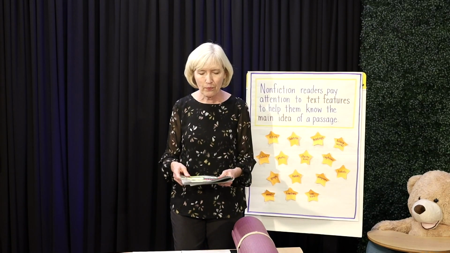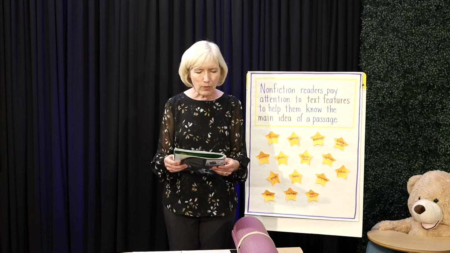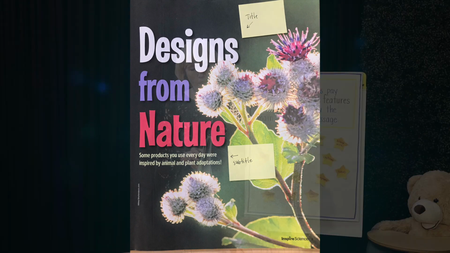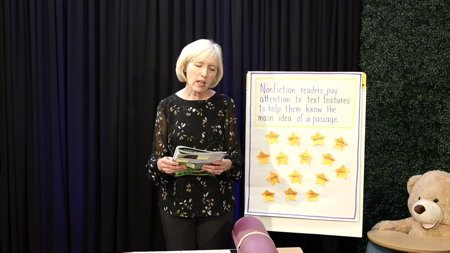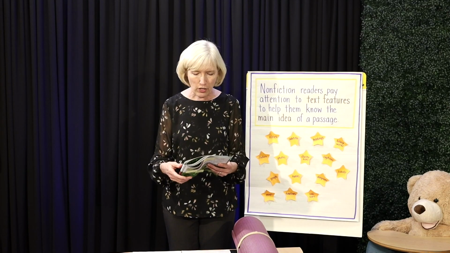So let me show you how I used text features to help me understand the main idea of my article. I looked at the article and I saw the title was Designs from Nature. And right underneath there's a subtitle. It says, some products you use every day were inspired by animal and plant adaptations. Then I looked at the next page and I found the heading. It says Inventions from Nature.